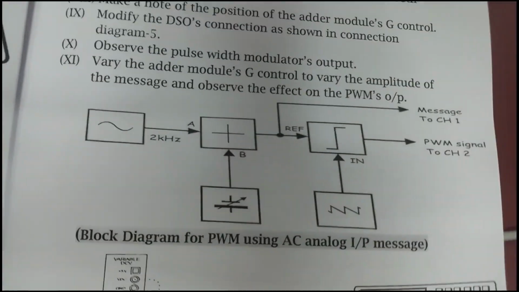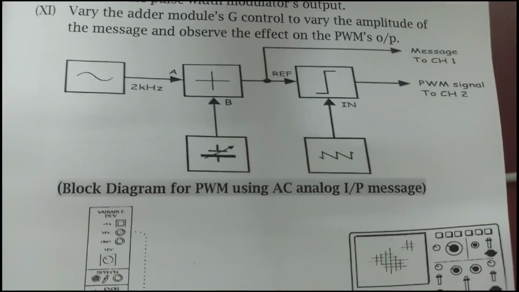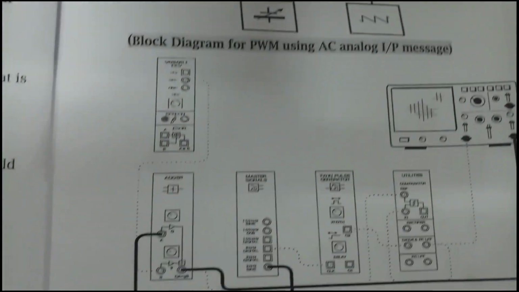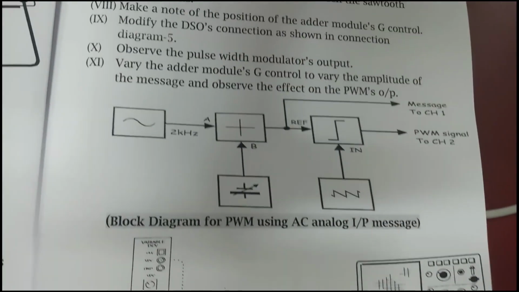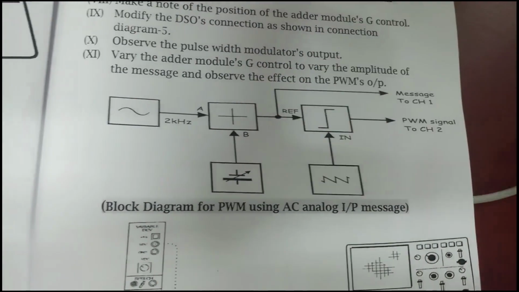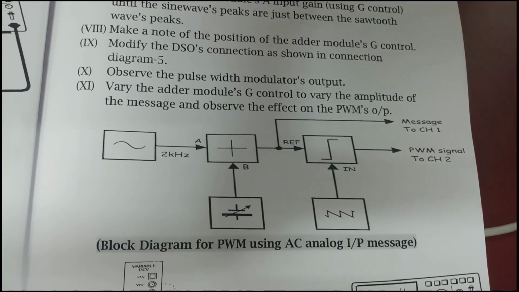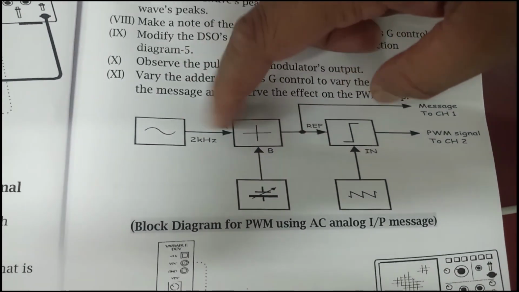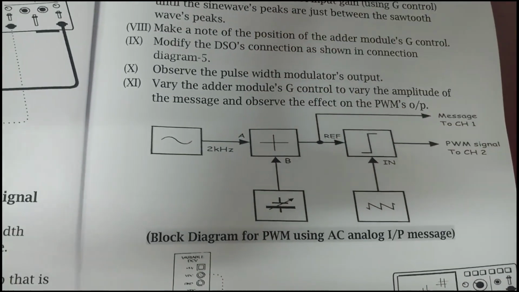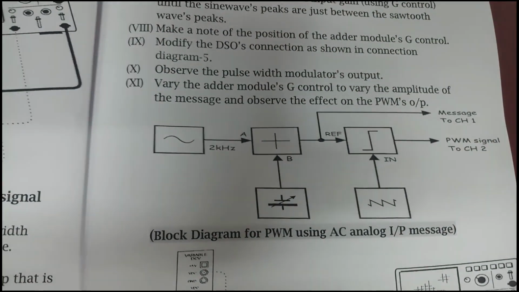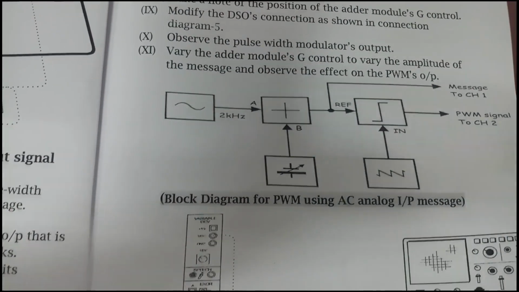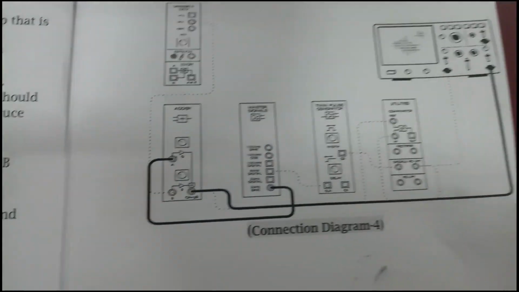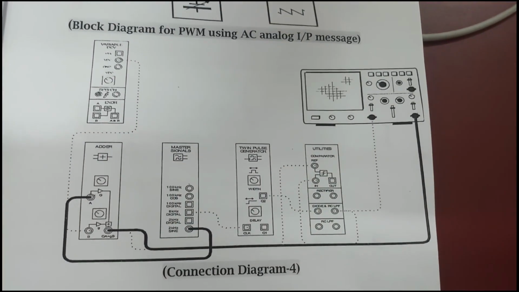So this is the block diagram for part C. Okay, we will verify pulse width modulation operations with an AC analog input. So in this Adder input, previously there was no analog signal. Now we will give the Adder input a 2 kHz sinusoidal signal, and the rest is almost the same. This is the connection diagram.